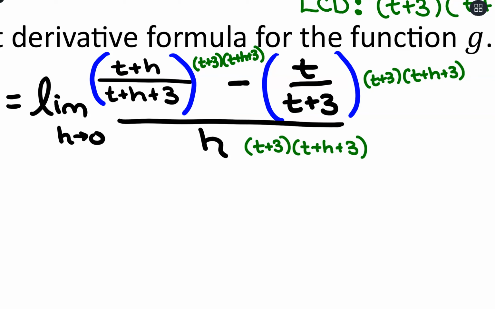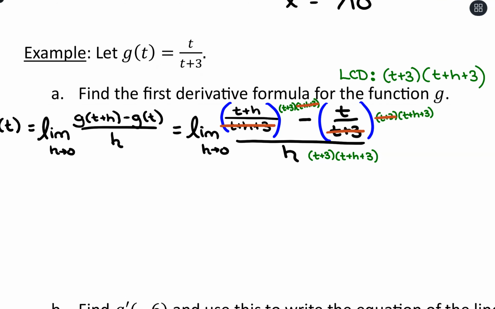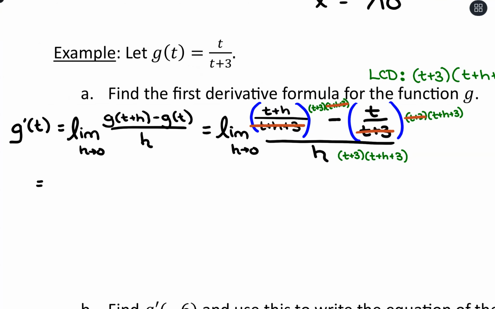So when we do this, we should get some nice cancellations happening. So with that first one, the t plus h plus 3's will cancel. Here, the t plus 3's will cancel. And then I'm going to leave that denominator factored because I'm going to look for some more cancellations later on. So we're taking the limit as h approaches 0. I am going to multiply out the numerator. So I have a t plus h times t plus 3. So I'm going to FOIL so that I have t squared plus 3t plus ht plus 3h.